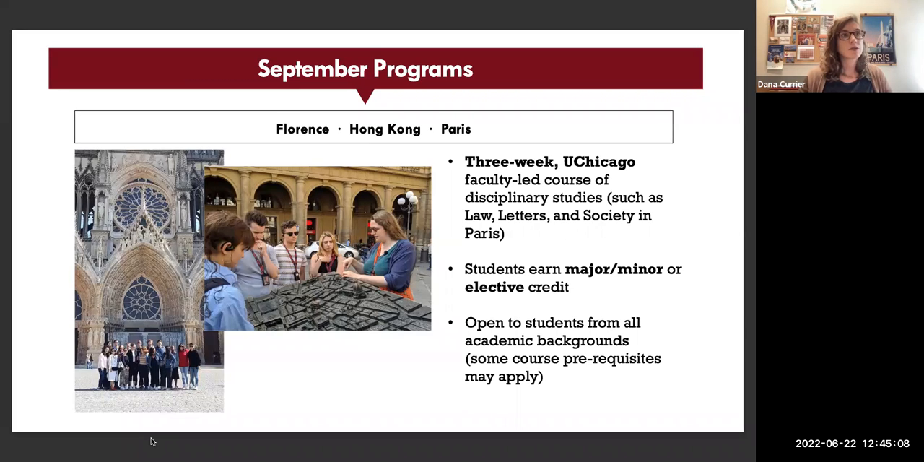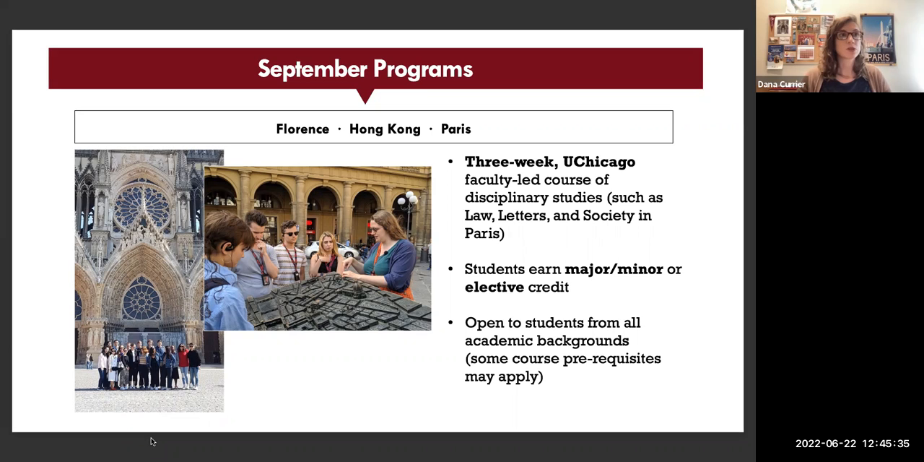They're 3-week programs that really just include one course that you take. And they're offered currently in a couple of different subject areas. So law, letters, and society is one option. There's a history-focused program in Florence, and a couple of different options, again, that are all described on our website. But you can earn a credit for the single course that you take while you're there.